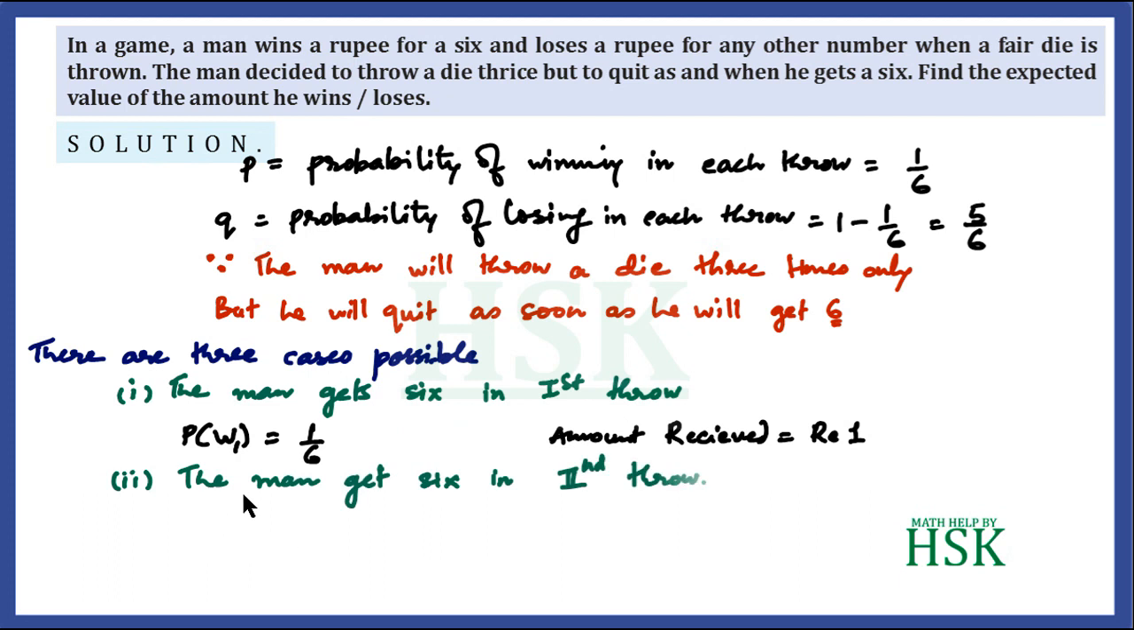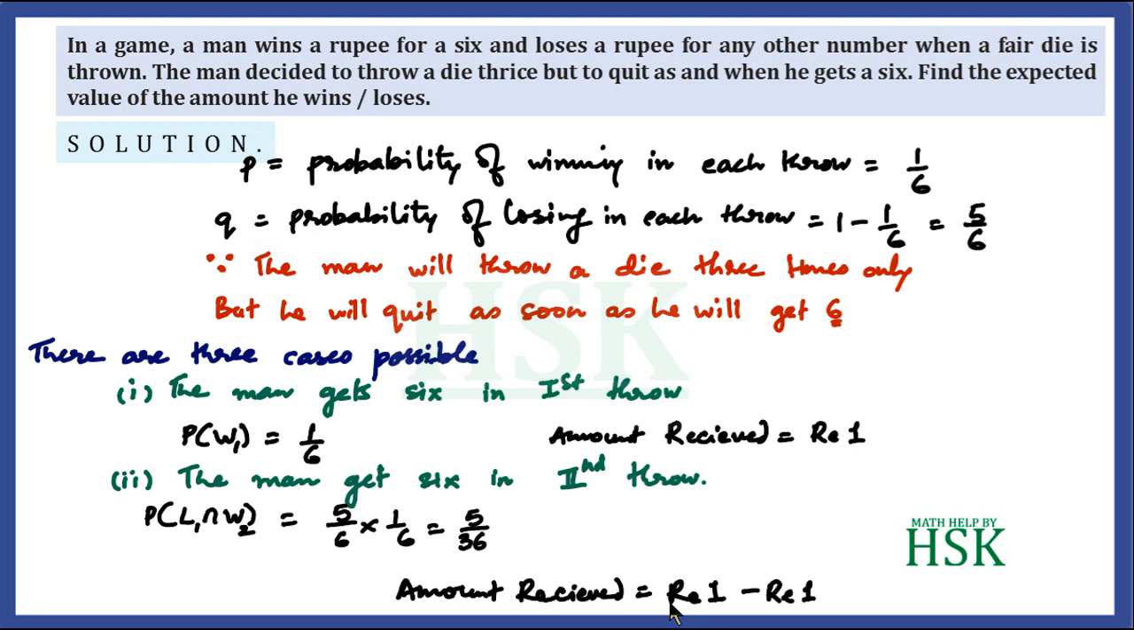In the second case, the man will get 6 in the second throw. This is possible only if he loses in the first throw and wins in the second throw, and this would be equal to 5 by 6 into 1 by 6, that is 5 by 36, because he has thrown the die twice. So in the first throw he is going to lose 1 rupee, and in the second throw he is going to gain 1 rupee. So the total amount he is going to receive would be equal to 0 rupees.